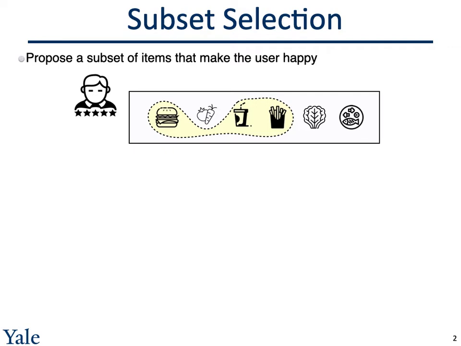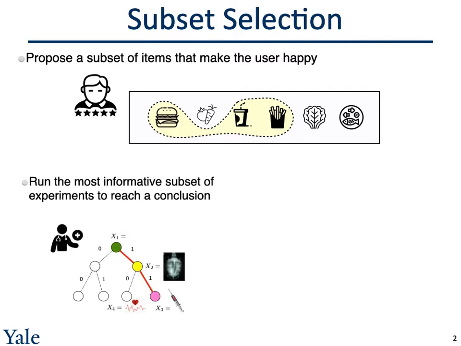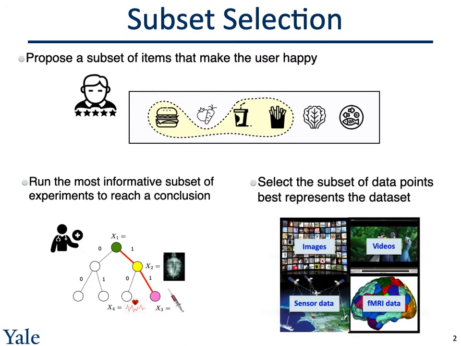In many fields of science, we often encounter a variant of a subset selection problem, where we have a collection of choices among which we would like to pick a set that maximizes the utility. For instance, in product recommendations, we have a set of items and the goal is to find a subset that satisfies the user the most. In experimental design, the goal is to run the most informative subset of experiments to reach a conclusion. In data summarization, the aim is to select the most representative subset of data points from a massive dataset.